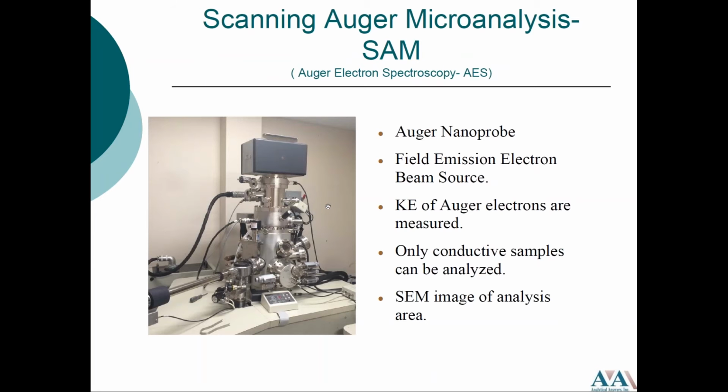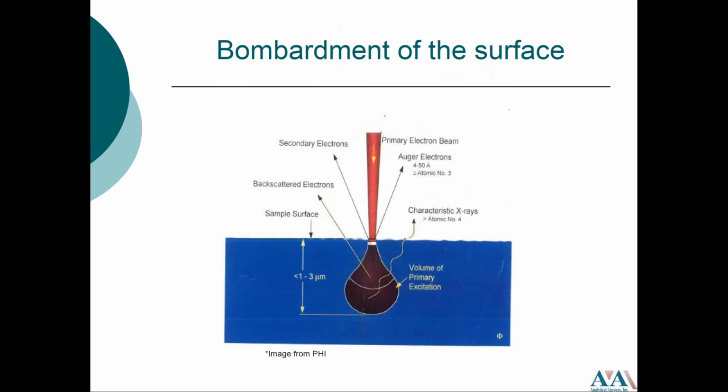Here, pictured on the left, I have an Auger nanoprobe, and the source of an Auger, as you'll probably hear me refer to it the rest of this presentation, is a field emission electron beam source. The benefit of having an electron beam source is you can get an SEM image of the area of analysis. The downside is you're only able to analyze conductive materials or semiconductive materials. And here we measure the kinetic energy of these Auger electrons.